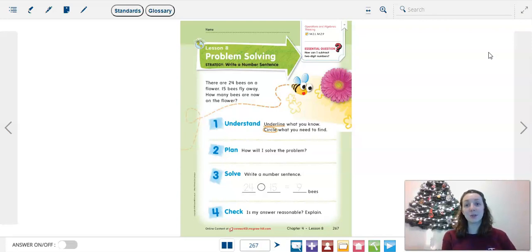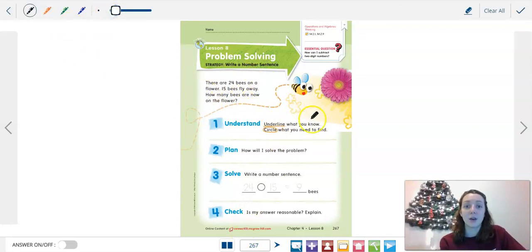Alright, so similar to our other times we've used problem solving strategies, there's 4 main steps they want us to use: to understand, to plan, to solve, and then to check. Okay? So in this case, they want us to understand. Underline what you know, circle what you need to find. Okay, so this is the problem we're going to be working with through these steps.